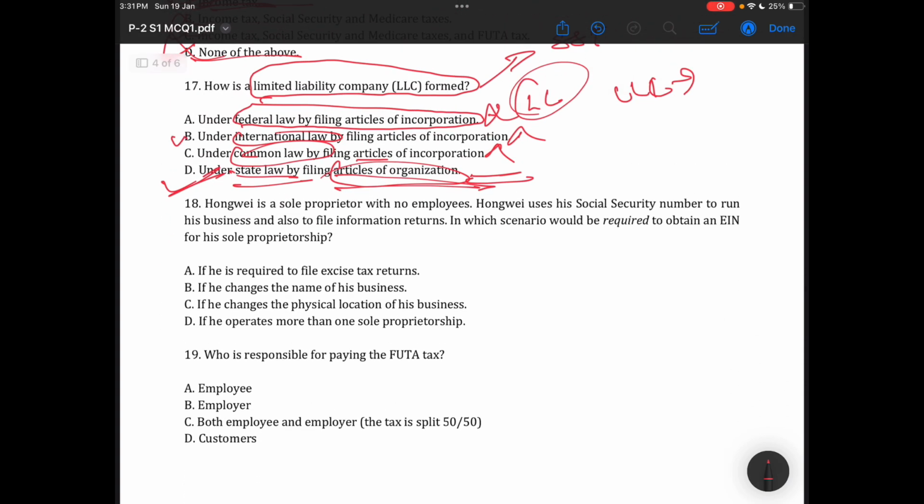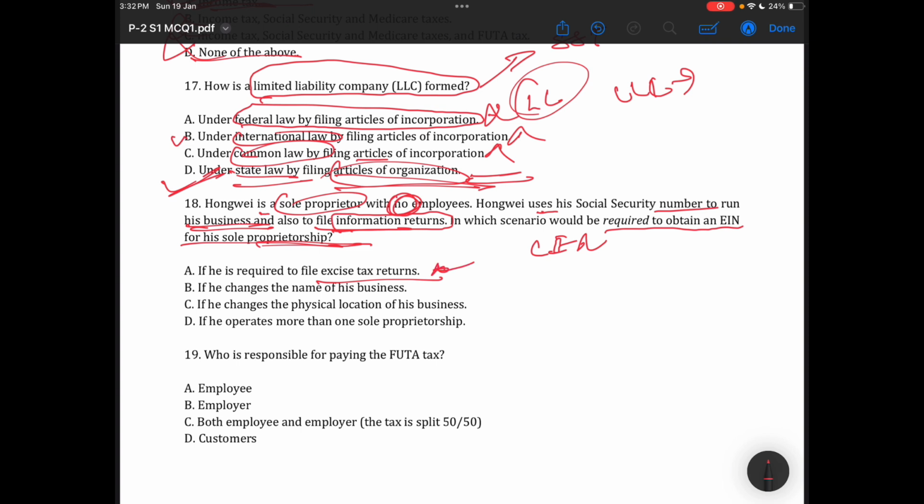The next question is, why does a sole proprietor with no employees use his Social Security number to run his business and also file information returns? Here it is saying file information return. In which scenario would he be required to obtain an EIN for a sole proprietorship? Here again the question is from the EIN topic. So the first is, he is required to file an excise tax return. Okay, it could be the answer.